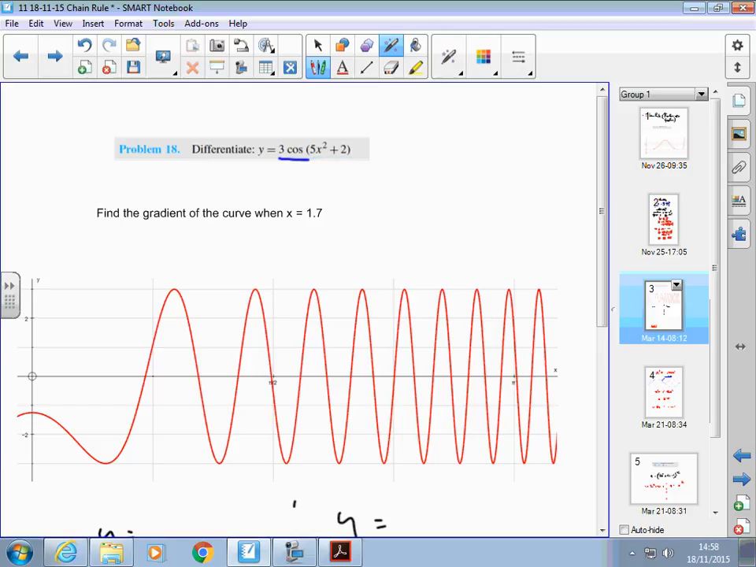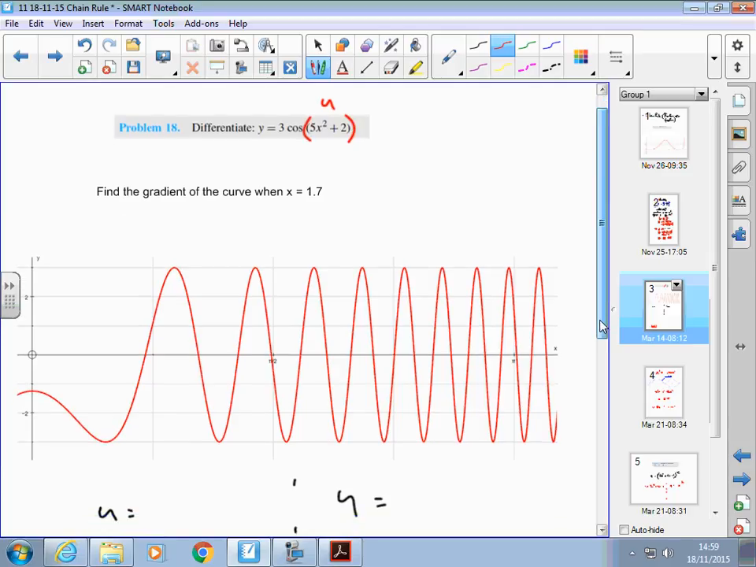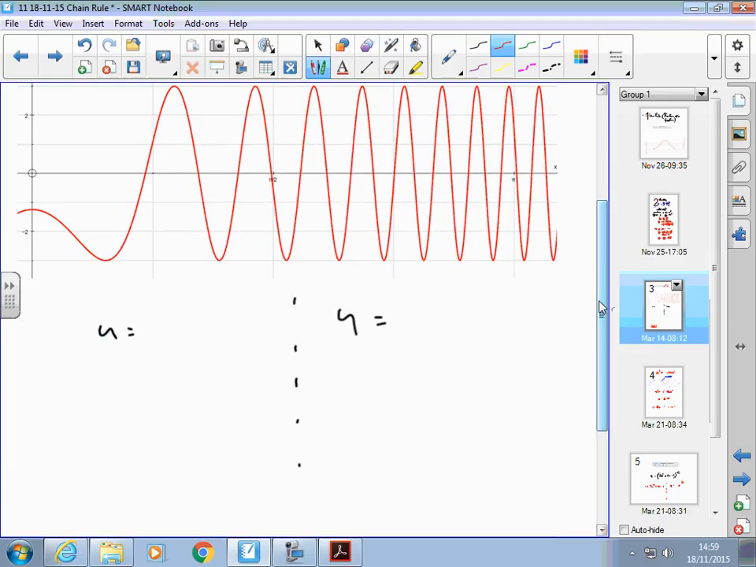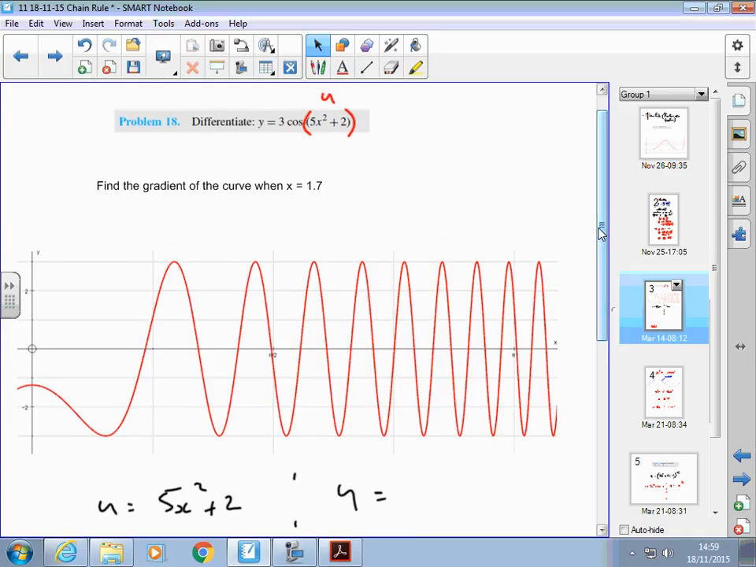The inner function, the one I do first, I'm going to call u. So u is going to equal the bit inside the brackets. So u equals 5x squared plus 2. If I've replaced u with 5x squared plus 2, I can rewrite this original function, but instead of this bracket, I'll write u. So I write y equals 3 cos u.